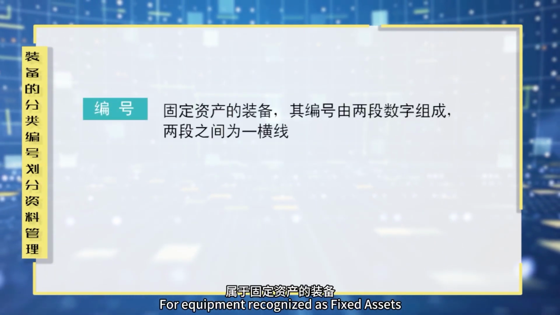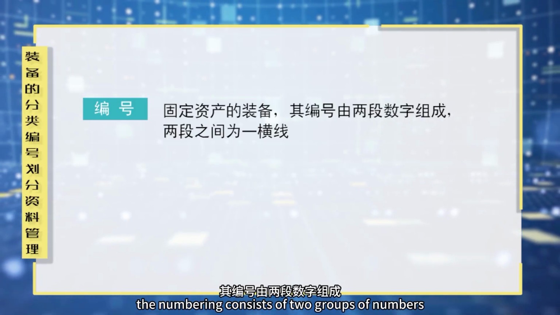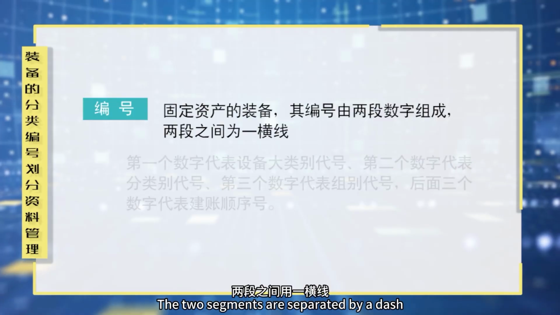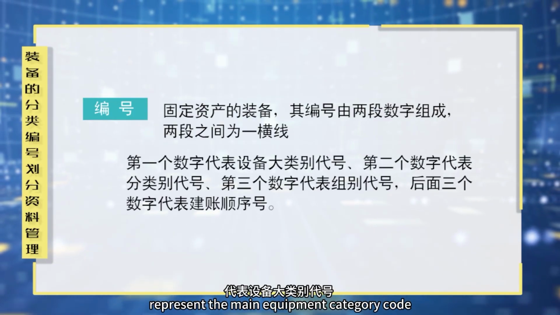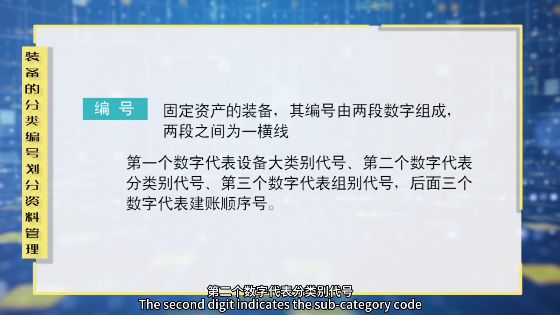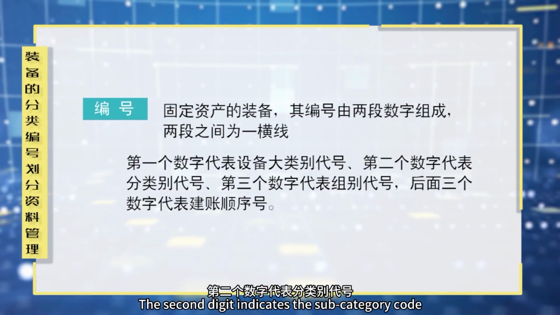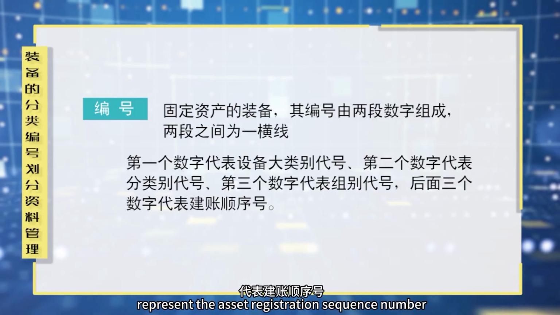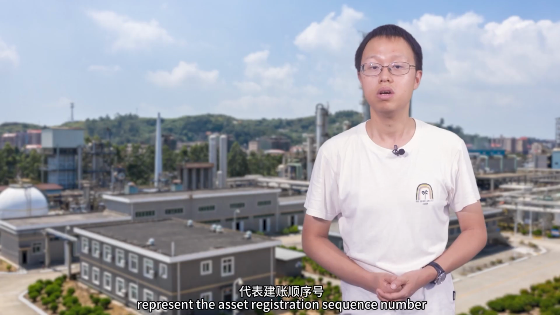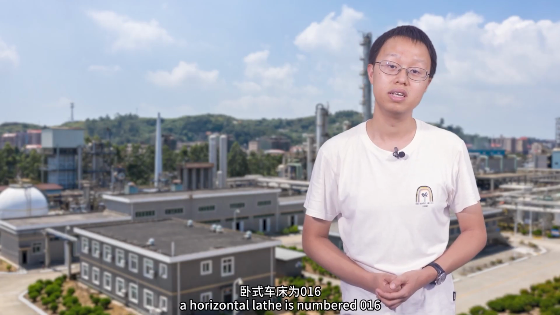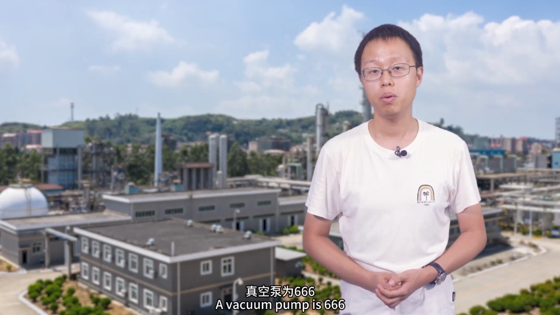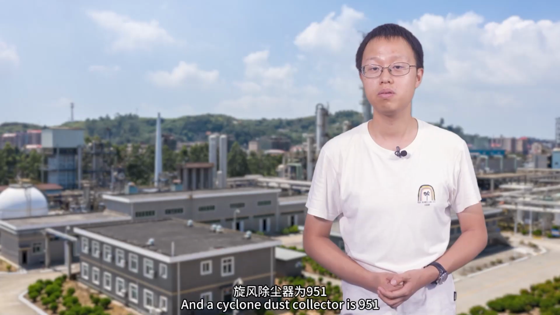For equipment recognized as fixed assets, the numbering consists of two groups of numbers. The two segments are separated by a dash. The first few digits represent the main equipment category code. The second digit indicates the subcategory code. The third digit shows the group code. The last three digits represent the asset registration sequence number. For example, a horizontal lathe is numbered 016. A dryer is 627. A vacuum pump is 666. And a cyclone dust collector is 951.